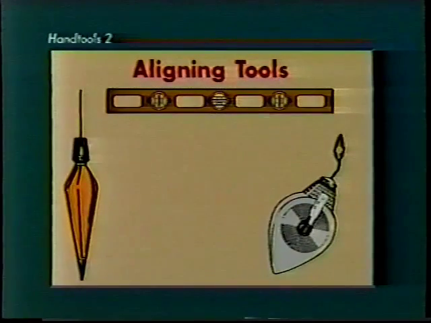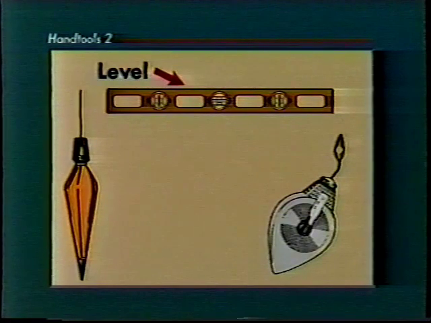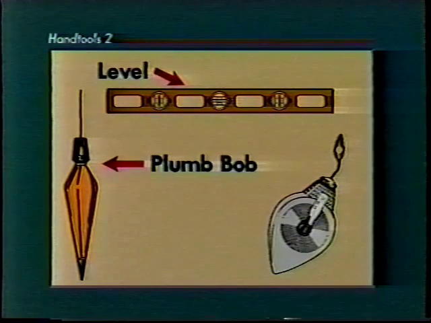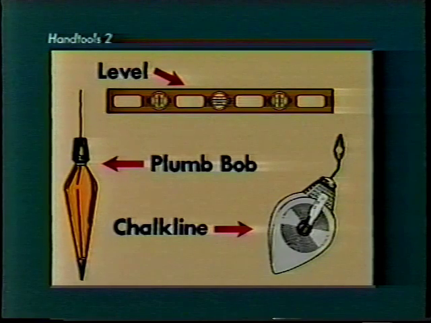Upon completion of this unit, the trainee will know how to use aligning tools to position materials and equipment accurately. The most common aligning tools are the level, the plumb bob, and the chalk line.